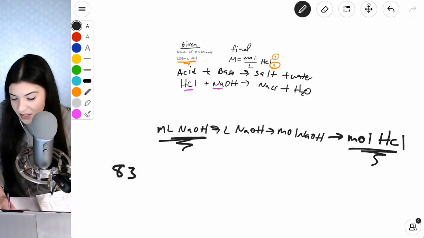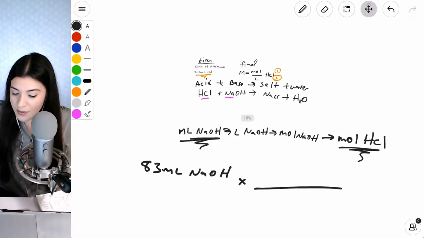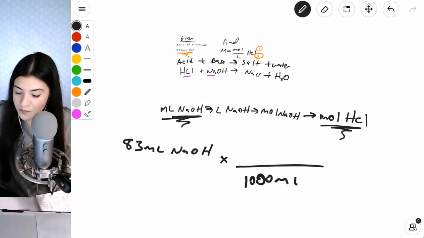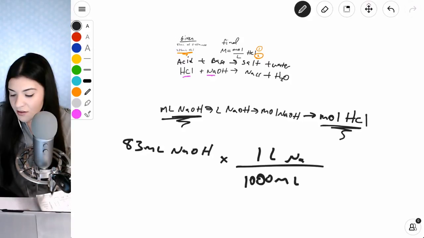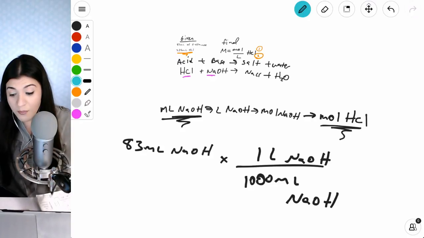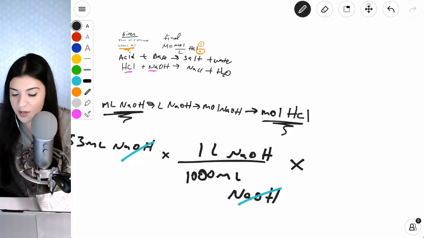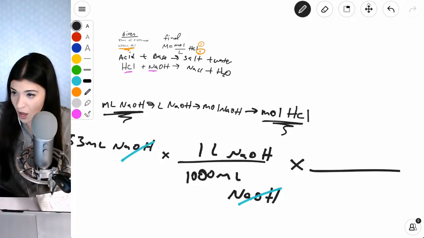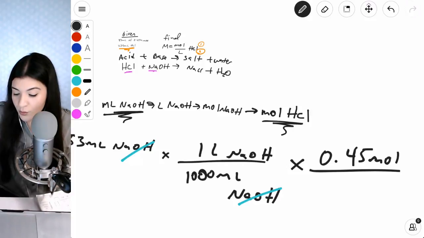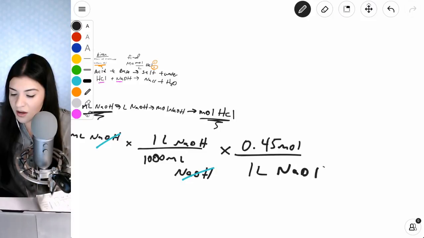So starting with 83 milliliters of NaOH, I'm going to multiply this and convert it to liters by dividing by 1,000 milliliters, and then to 1 liter. Once again, this is still of NaOH. From there, milliliters and milliliters of NaOH would cancel. We're then going to have our liters, and I'm going to bring back that molarity that was provided. So this would have been 0.45. That number goes with the moles, and it's always per 1 liter. So those are going to cancel now.